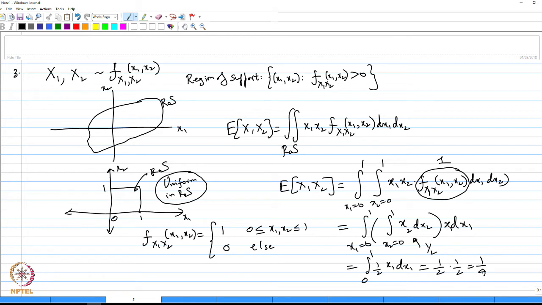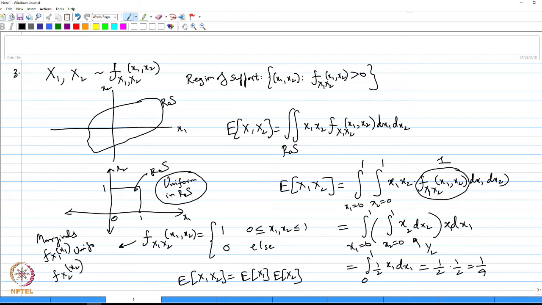Okay, so this was a very simple case, and you see in this case the expected value of x1 x2 is actually equal to the expected value of x1 times the expected value of x2. Why is that? Because this gives you the marginal PDF. What are the marginals? f_{x1}(x1) and f_{x2}(x2) are both uniform in 0, 1. So you have to check the marginals, and once you check them, you see that this is half, this is half, this is 1 by 4, and we have verified the expected value of x1 x2 is this.